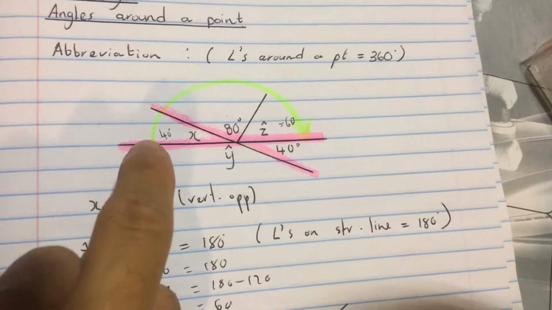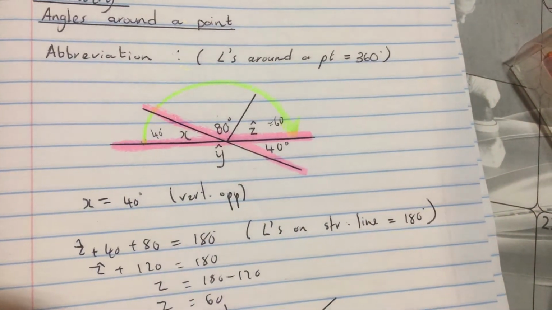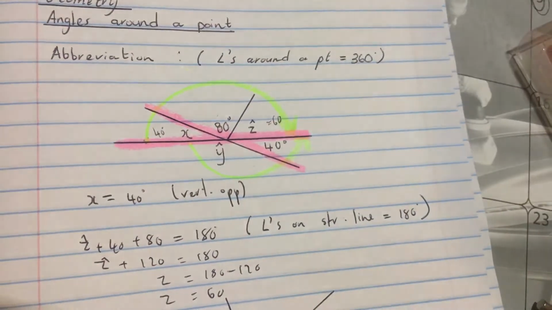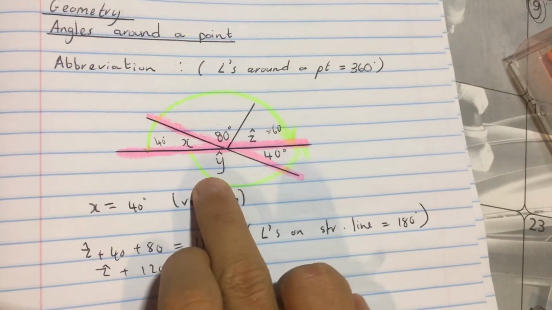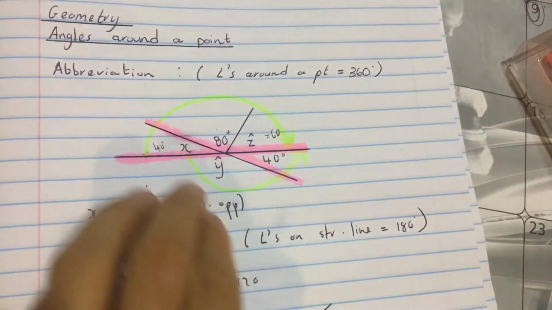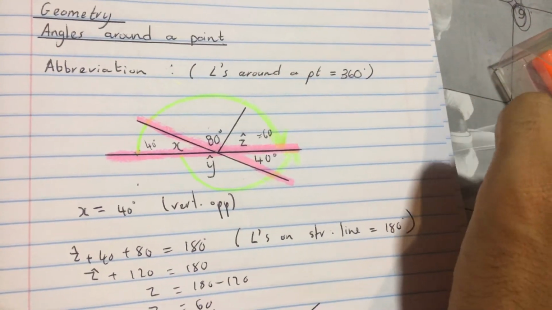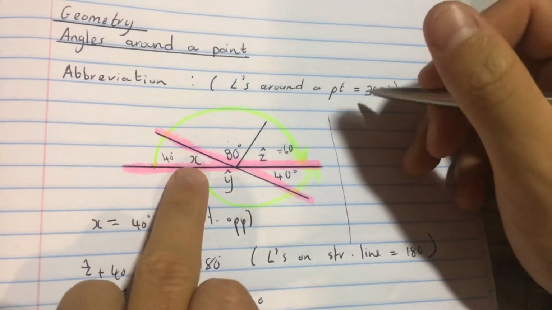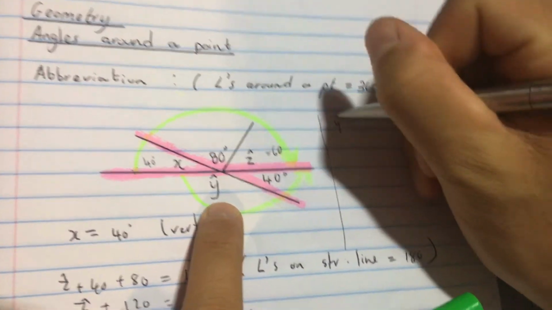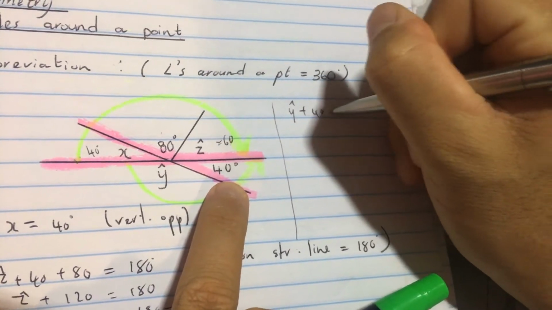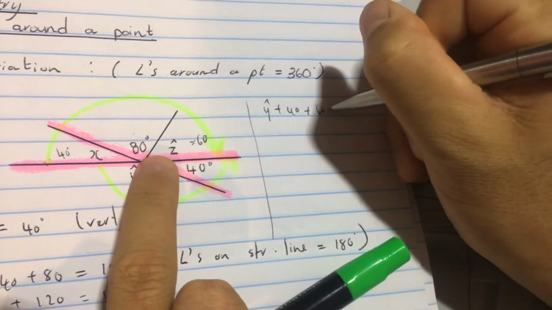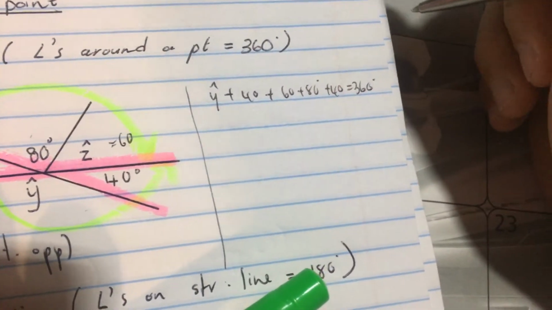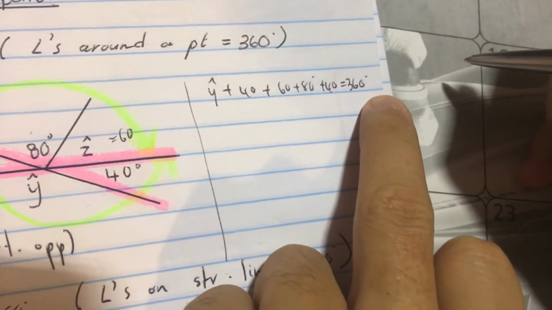Now look here. Now I need to find out y. What reason? How do I find out y? You can just say this over here, adjacent supplementary, because it's two angles on a straight line. Or you can do angles around a point. Okay, you're with me. So I'm going to do angles around a point. I don't have enough space here. So angles around a point would be angle y plus 40 plus 60 plus 80 plus 40 equals 360 degrees. And then you must say, in your reason, angles around a point.